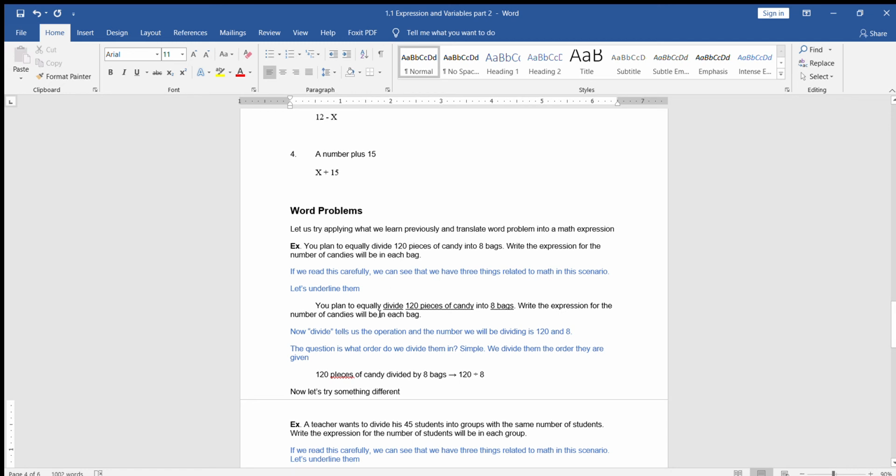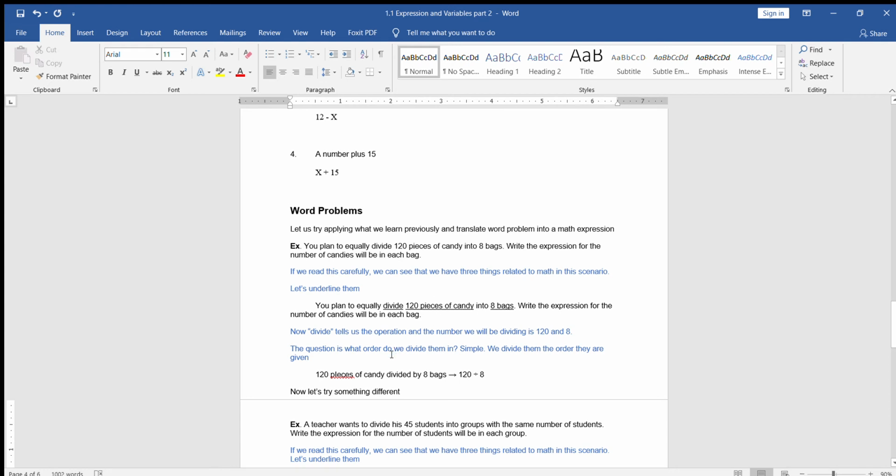In this case, divide indicates the operation, so underline that. 120 is a number, so let's underline that. And 8 bags, because that's a number, let's underline that. So now we have 3 things. Divide tells us the operation, and the number that we will be dividing is 120.